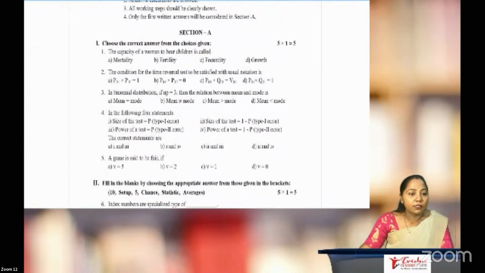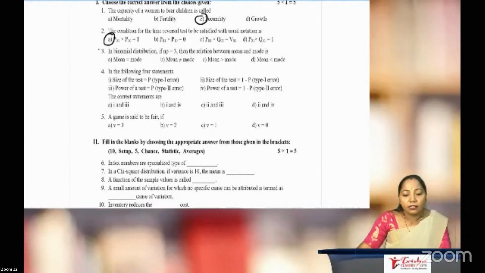Okay. So section A, choose the correct answer. The first question, the capacity of a woman to bear children is called? Fecundity, yes. Second question, the condition for time reversal test. Reversing the time, base to current and current to base. Time reversal test. Option A.